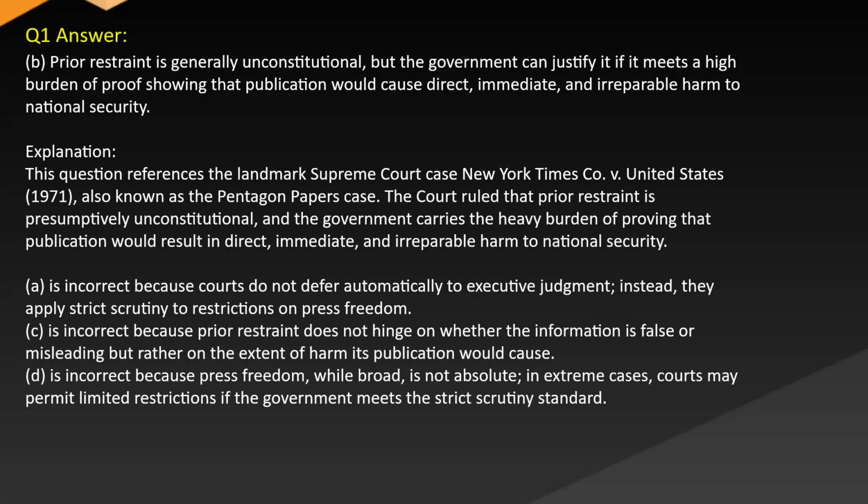A is incorrect because courts do not defer automatically to executive judgment. Instead, they apply strict scrutiny to restrictions on press freedom. C is incorrect because prior restraint does not hinge on whether the information is false or misleading, but rather on the extent of harm its publication would cause. D is incorrect because press freedom, while broad, is not absolute. In extreme cases, courts may permit limited restrictions if the government meets the strict scrutiny standard.